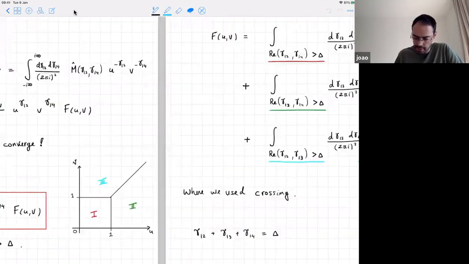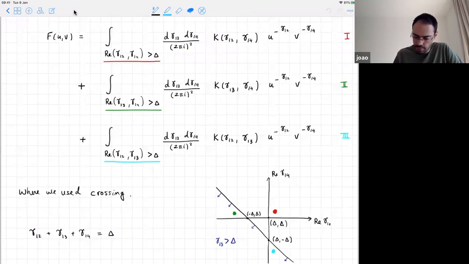And the answer is given here. So for region 1, you need to be in this real part of gamma 1,2 and gamma 1,4 bigger than delta. And then for region 2, you need to be here, which means gamma 1,3 bigger than delta and gamma 1,2 bigger than delta. But since the three sum to delta, you cannot have the three of them bigger than delta at the same time.